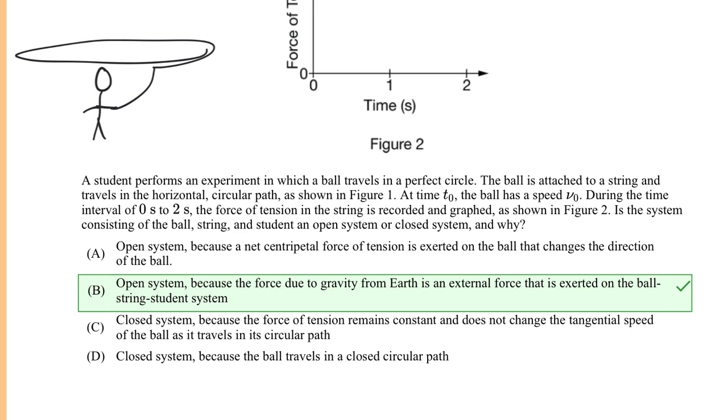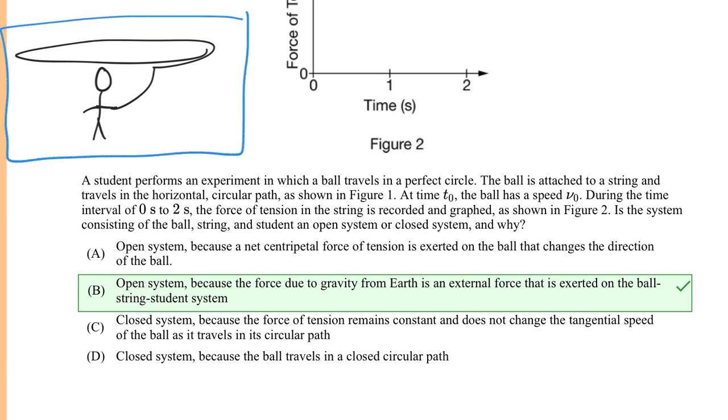We know that the system contains the ball, string, and student. We want to know if it's open or closed. Well, it didn't include Earth. Because it didn't include Earth, we have to take into account the force of gravity. That is immediately an external force being applied onto the system, so immediately it's going to be open. We can mark out C and D.